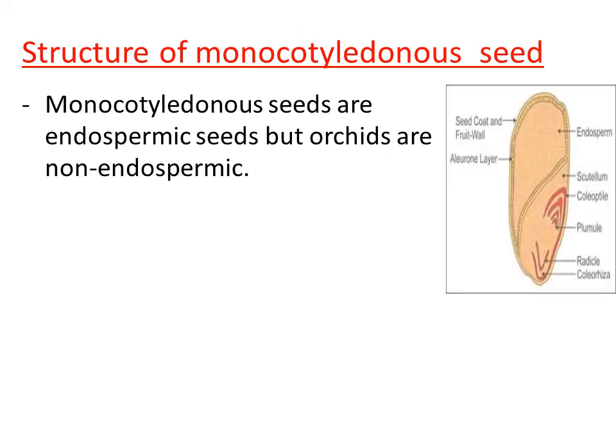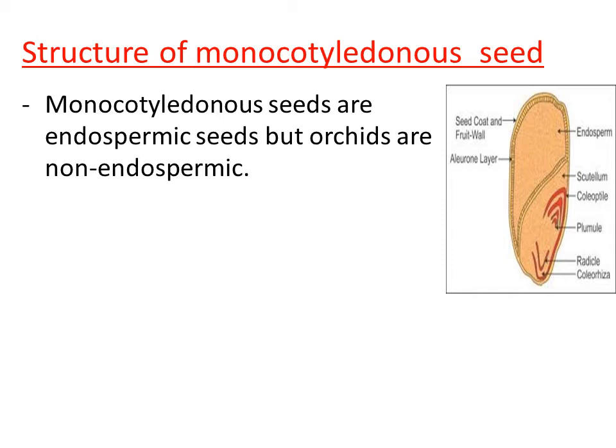You can have a look at the structure of monocotyledonous seed. This is the maize seed. Maize is a monocot plant, right? So this is an example of a monocotyledonous seed. We can notice the different parts here, right? The outermost coat is called the seed coat, and very next to that we can see the endosperm, because most of the monocotyledonous seeds show the presence of endosperm.